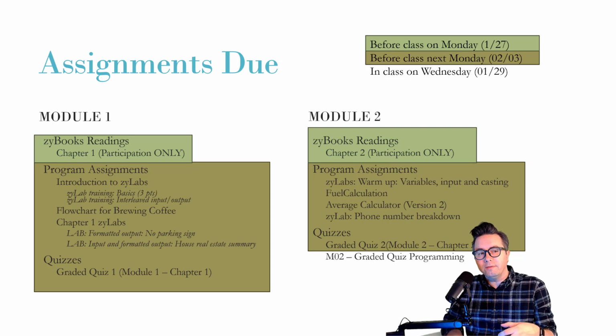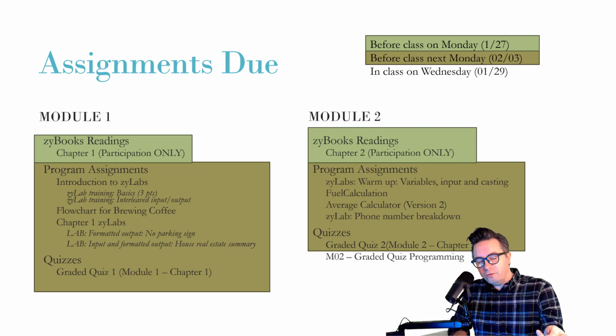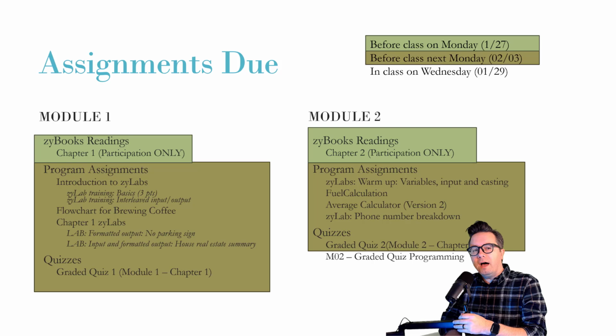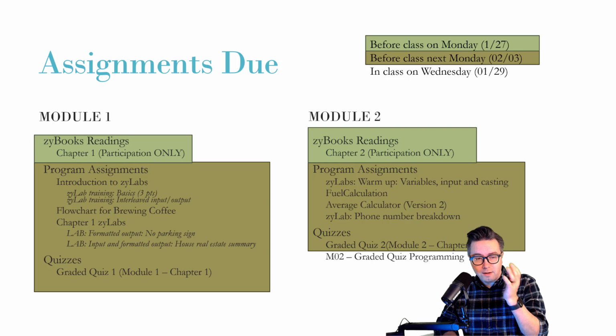For the Zylabs for chapter 1, there are 4 of them that go into 2 different assignments for some weird reason. And in chapter 2, there's also a flowchart that you have to do. Then there are another 2 Zylabs, a programming assignment that you do in module 2, that's due before class for not week 3, but week 4. That's Monday, the 3rd of February.